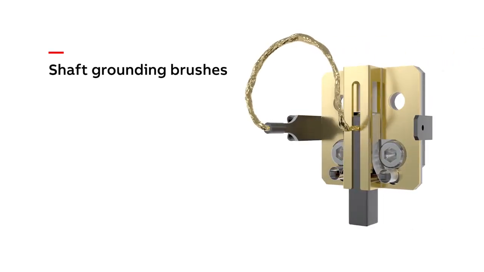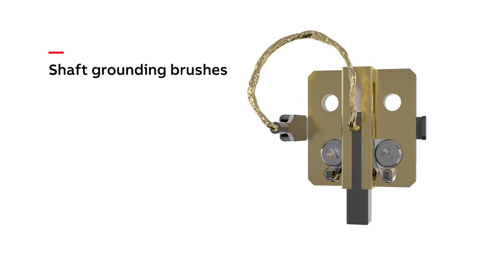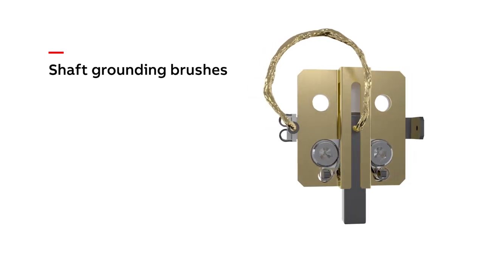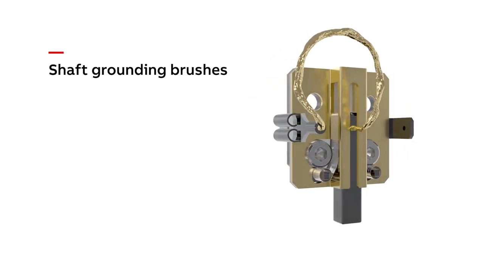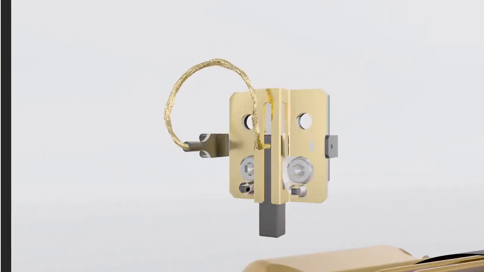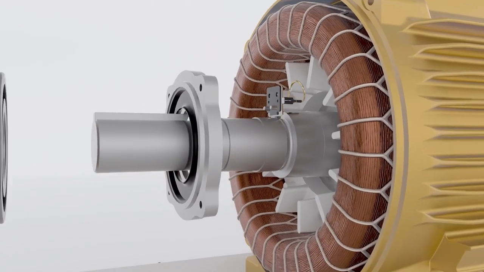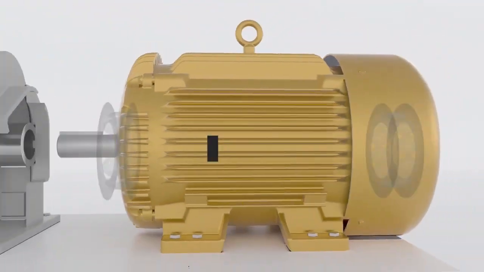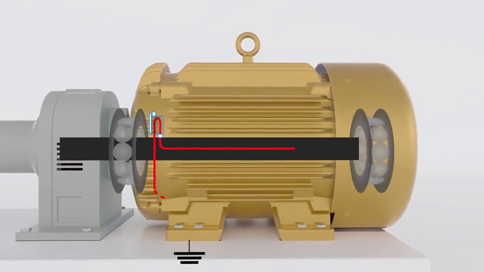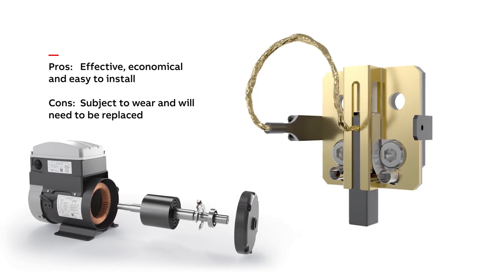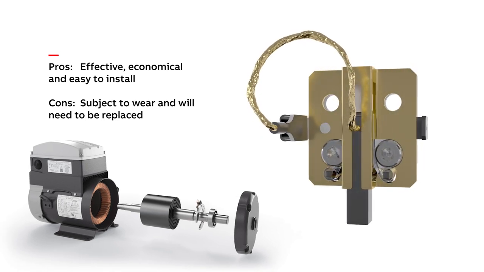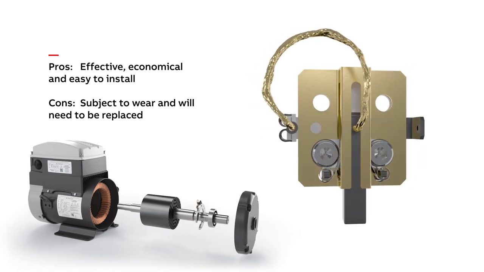Shaft grounding brushes, similar to the carbon brushes used on DC motor commutators, have been in use for more than 100 years. Brushes provide a low impedance path from the rotor to ground so that the shaft voltage does not build up to the point where it discharges through the bearings. However, the brushes are subject to wear because of their contact with the shaft and will eventually need to be replaced.